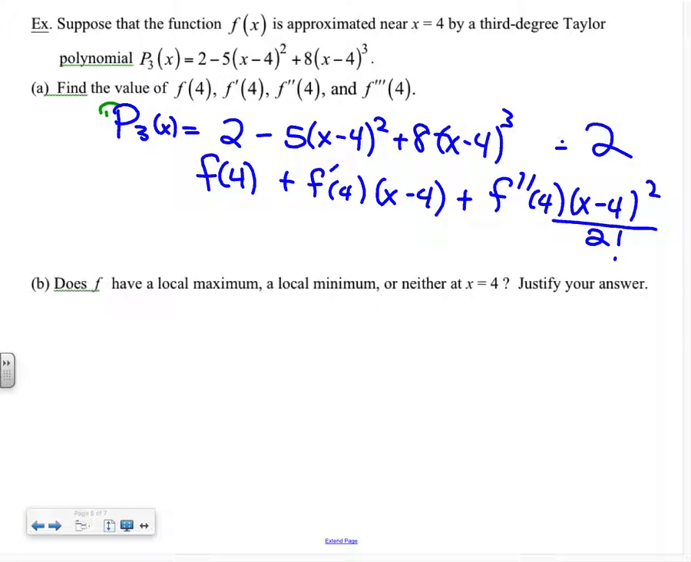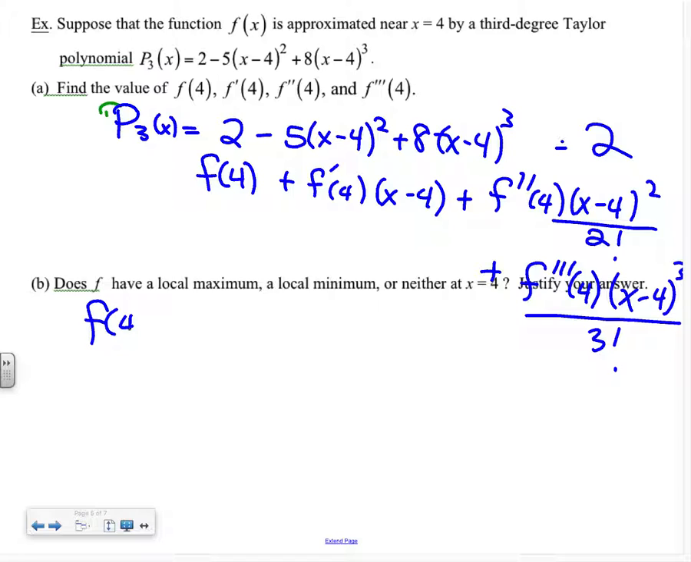They want the triple prime also. The next term would be f triple prime of 4 times, what would come next? x minus 4 cubed over 3 factorial. So I'm just comparing it with the definition. f of 4 is obviously 2. Now f prime of 4 goes with the x minus 4 term. What's the x minus 4 term? 0, there's nothing there. So f prime of 4 would be 0.